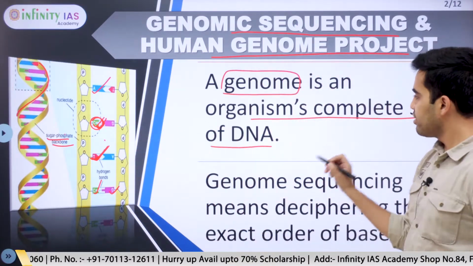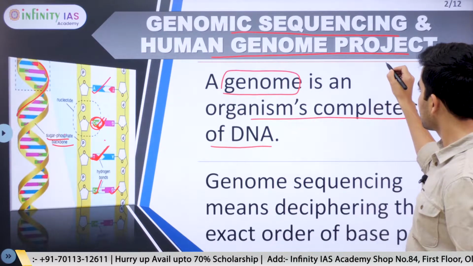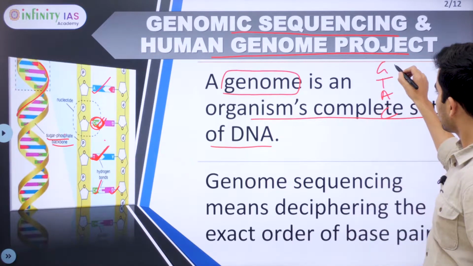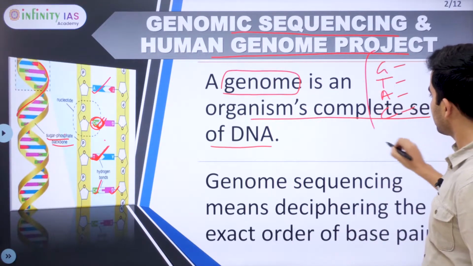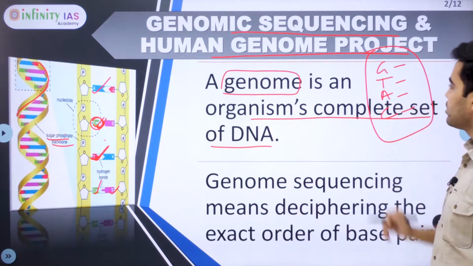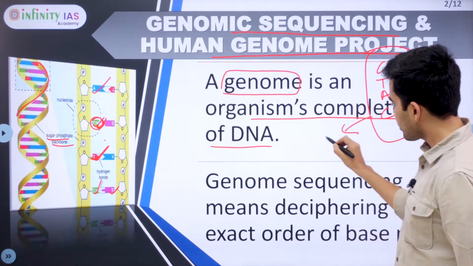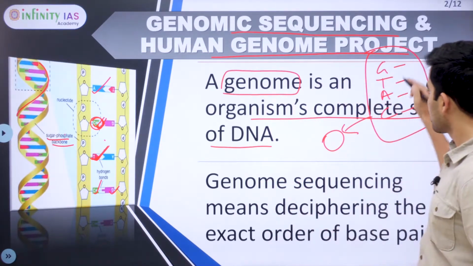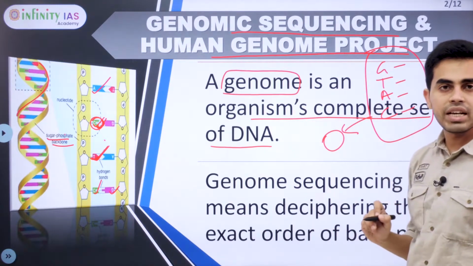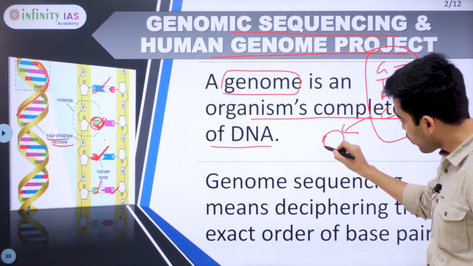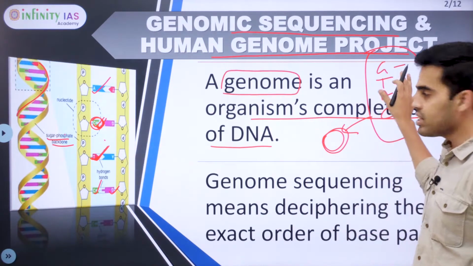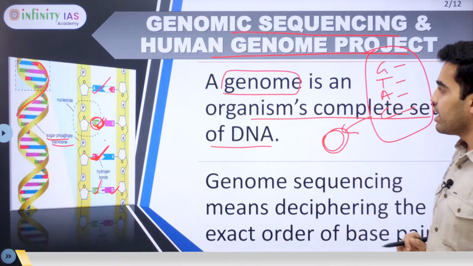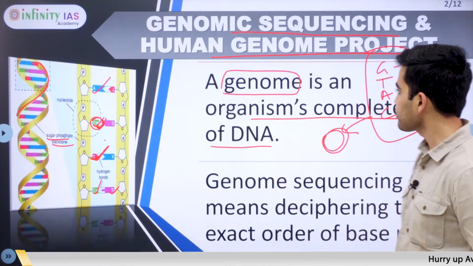For example, if we see there is a base sequence like guanine, thymine, adenine, cytosine, and the corresponding base pairs. Let's say this is a gene. This produces certain protein that will give some cellular function. So the sequence of these nitrogen base pairs determines the protein that is produced from this gene expression. So this sequence is very important in the DNA of any organism.